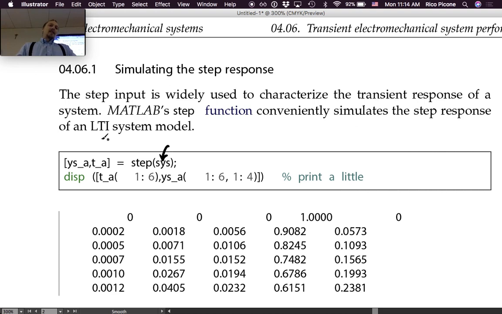It's almost cheating, I think, to use it. But I use it all the time. So cheat and cheat well. So step of sys. I don't think I need to clarify that. Step of sys. So that's going to give us this output.